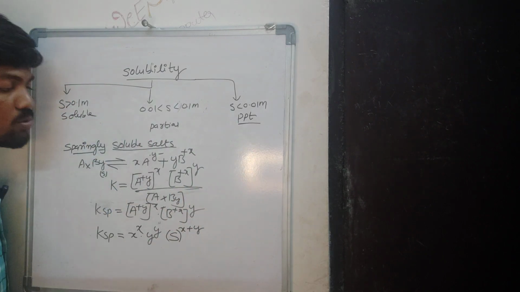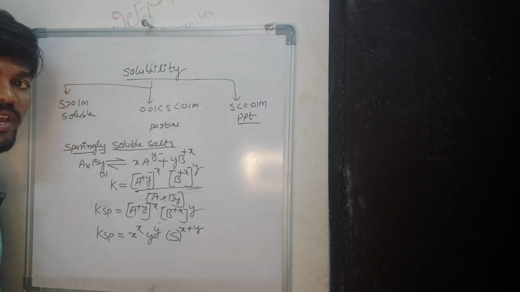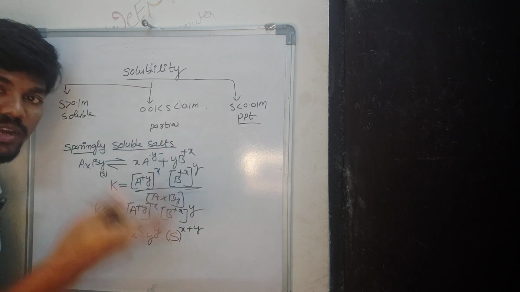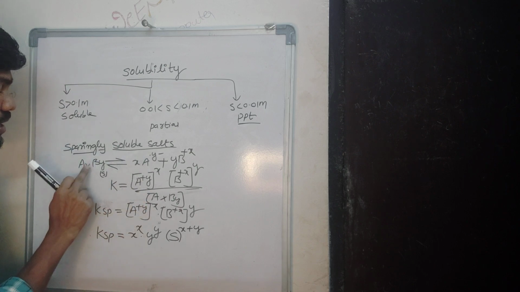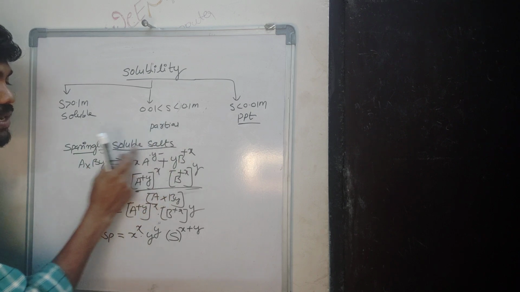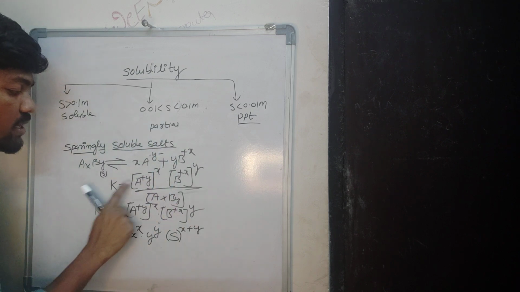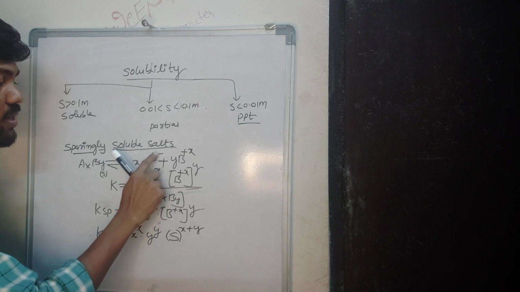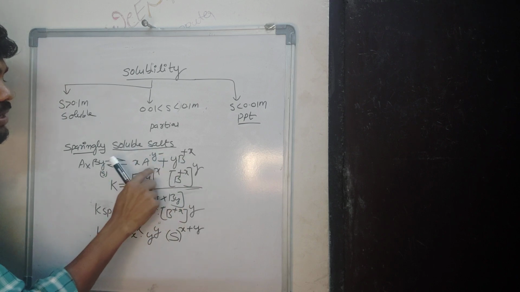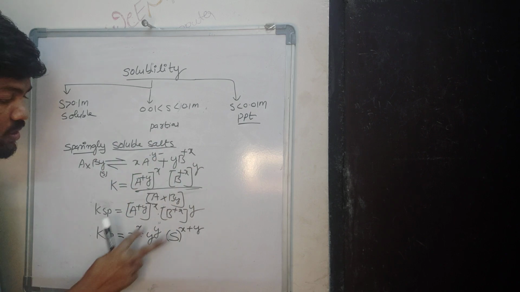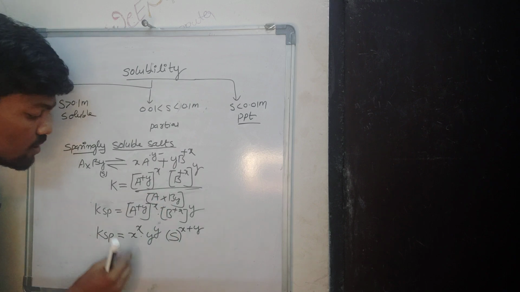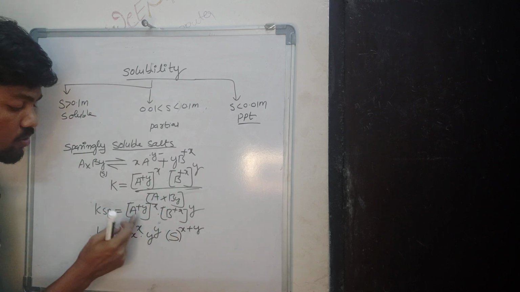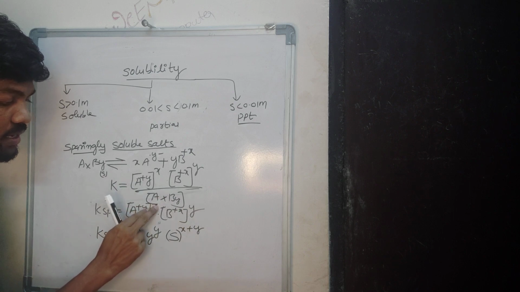So sparingly soluble salts will give this Ksp value. Ksp means solubility product constant. Listen, AxBy gives xA^y+ and yB^x-. You know that K is equal to [A^y+]^x [B^x-]^y, with the coefficients as powers. If this comes to the other side, K into the denominator gives the Ksp value. Next, this remains, so x is there, y is there. Coefficients are x and y.